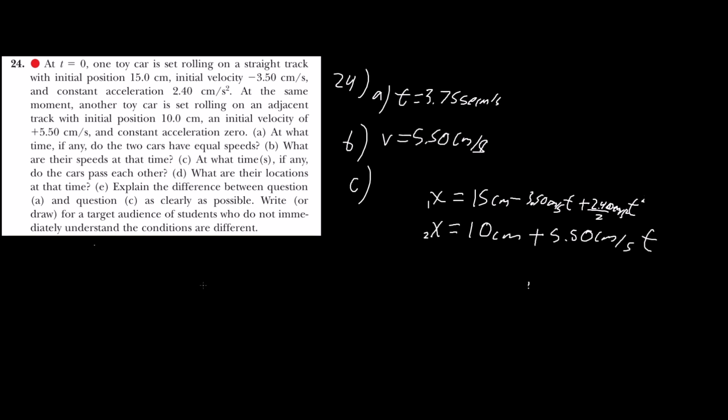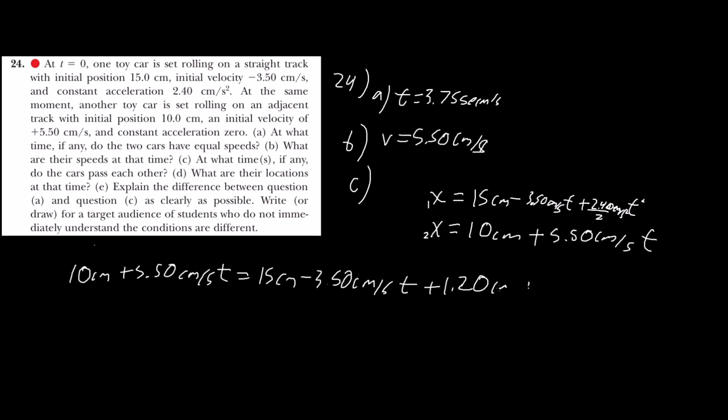I'm going to set it up as 10 centimeters plus 5.50 centimeters per second times the time equals 15 centimeters minus 3.50 centimeters per second times the time, added to 1.20 centimeters per second squared times t squared. So this is your equation. The only unknown is t, so all you have to do is solve for t.